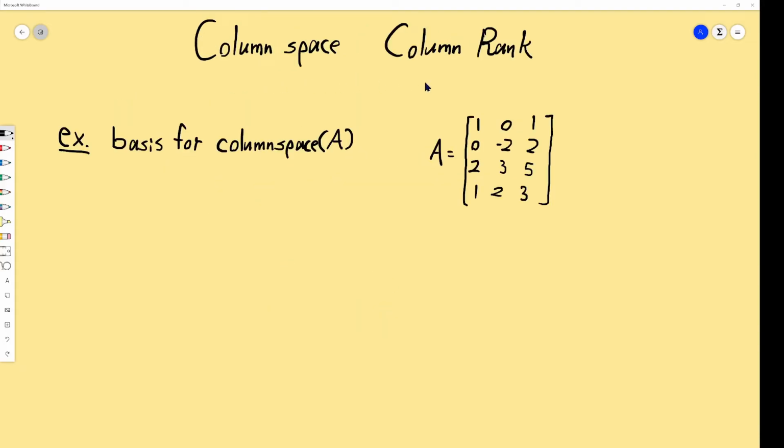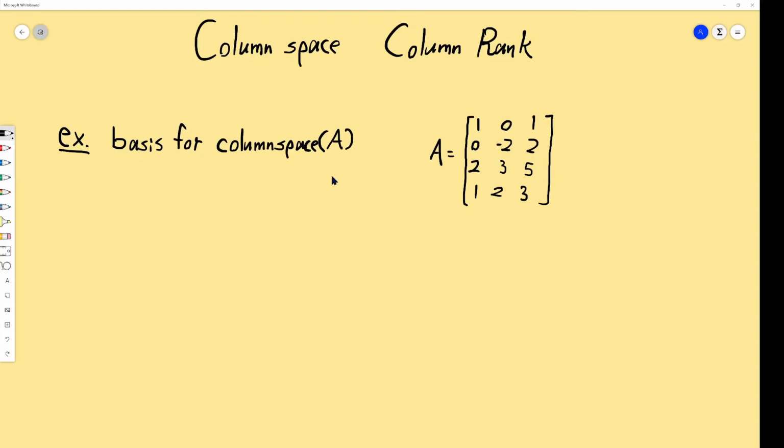So just as we had the row space and row rank, we also have column space and column rank. The column space, analogous to the row space, is the span of the columns of a matrix, and the column rank is the dimension of that vector space. So here's an example. I have this matrix A, it has 3 rows and 4 columns, and the column space is the span of these column vectors.